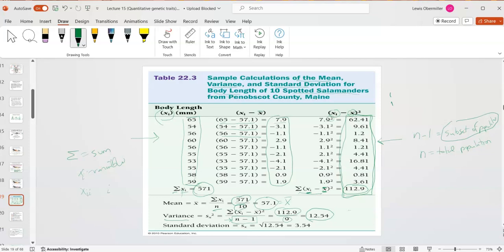And then the standard deviation, which is S of X, right? This is the body length. The standard deviation of this variance is the square root of the variance. So in this case, we square root this. And so that gives us 3.54, which is our standard deviation. Okay, so on the exam, I expect you guys to know this stuff. I'll put in the formulas, but you need to know what they represent.